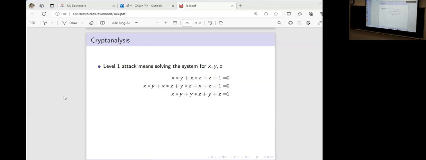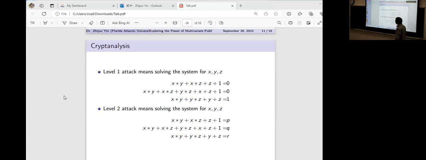Level 2 attack, just one more step. This time, we don't break the system piece by piece, I want to attack the system overall. That means we want to solve for this P, Q, R variable, that's the F1, F2, F3 position. And I try to solve the system to get X equal to G1 of PQR, Y equal to G2 of PQR, Z equal to G3 of PQR, to directly get back to the private key polynomials. That's the level 2 attack.